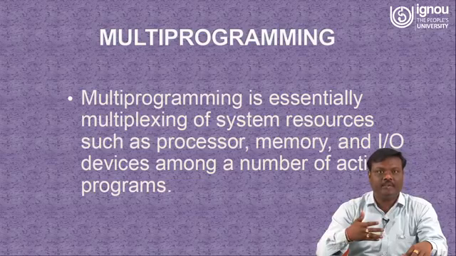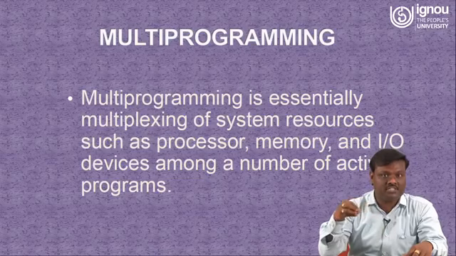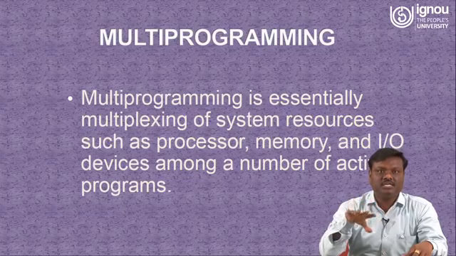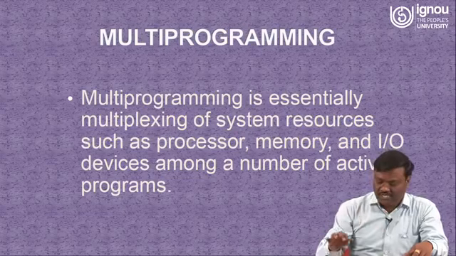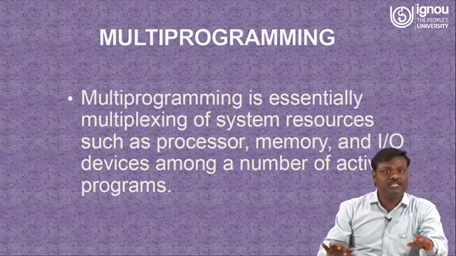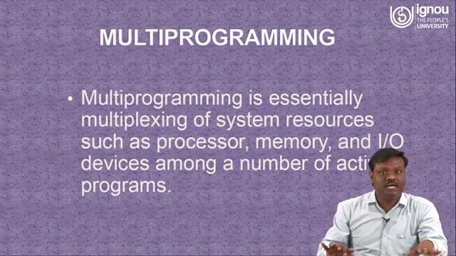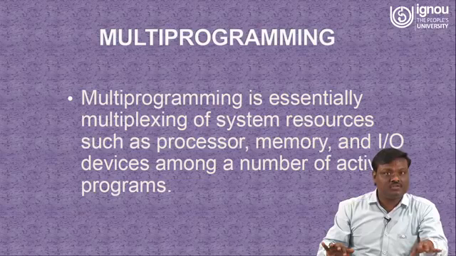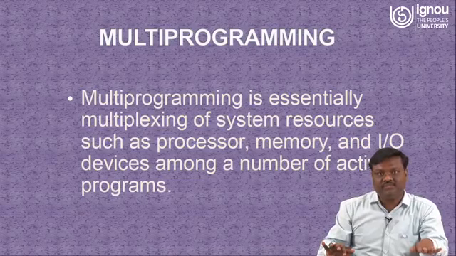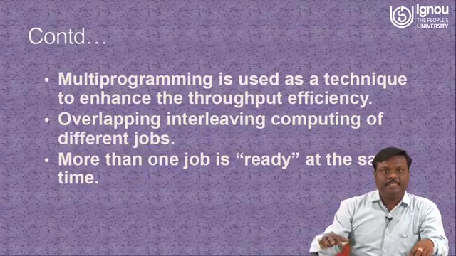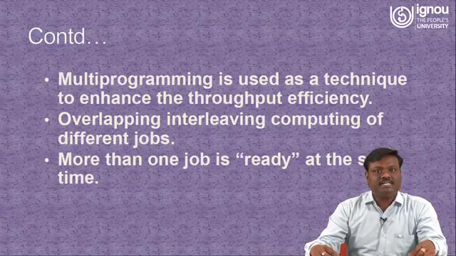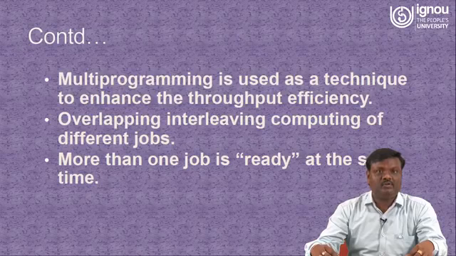likewise the I/O part, the queuing part, the context switch part, everything needs to be coordinated in a successful fashion. Only then can we get the desired outputs, and the CPU utilization will be higher in this aspect. Also, you can have a thorough throughput, whatever is meant for that system. Then multiprogramming is used as a technique to enhance the throughput efficiency, that is what we are talking about.